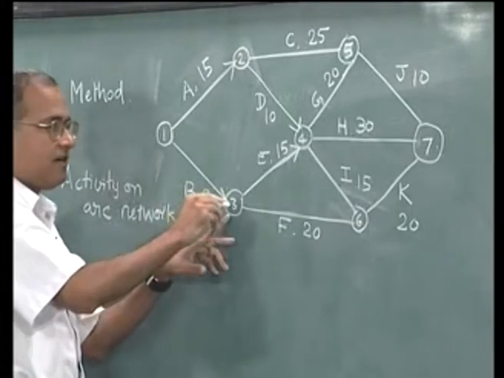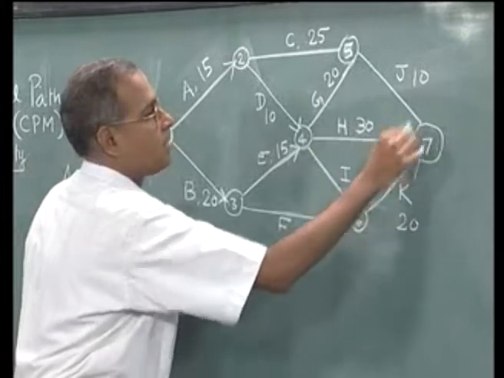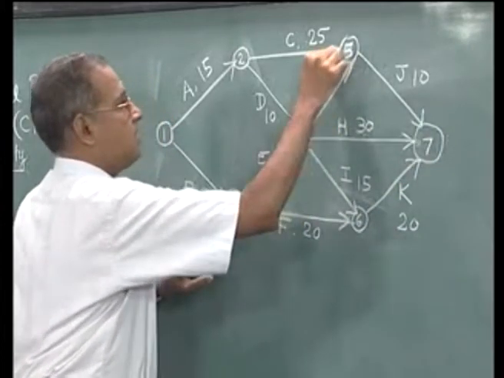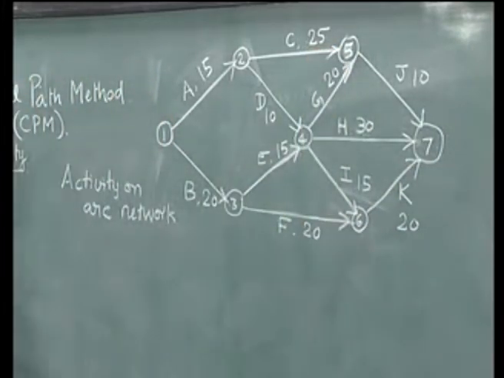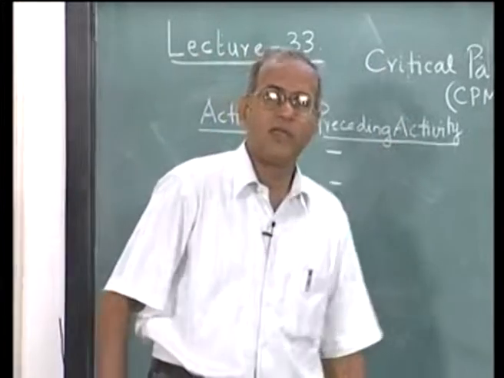This signifies the end of B, after which E can begin, and so on. So, you have arrows, it is a directed network which is like this. Now, we need to find out what is the earliest time this project will be complete.